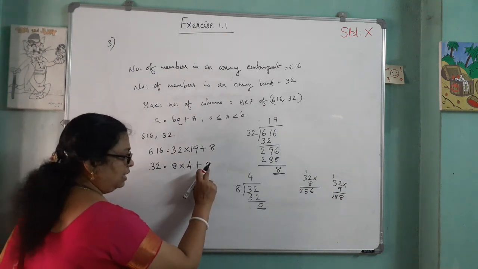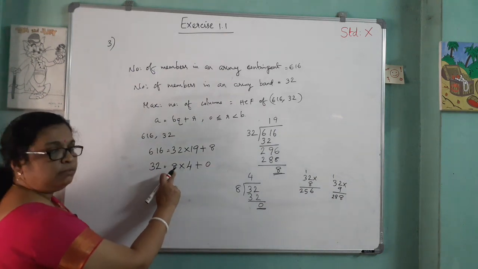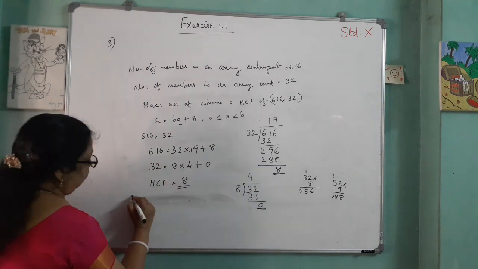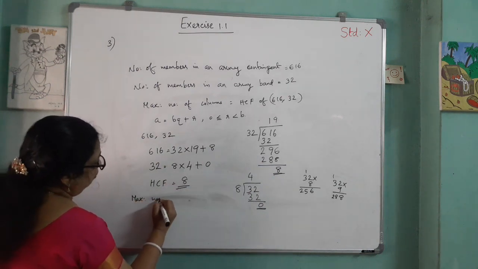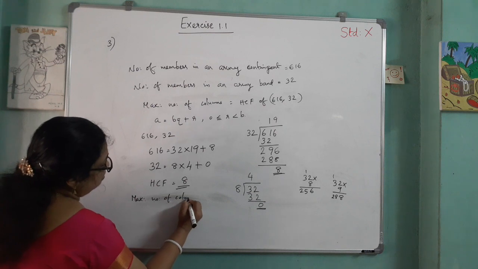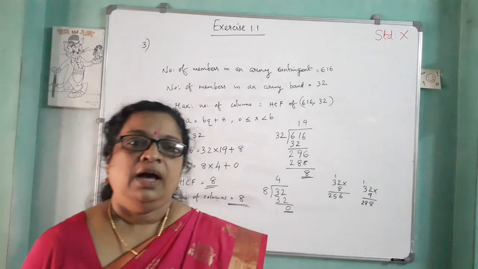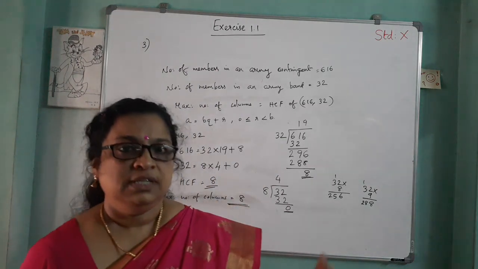Now we get the remainder 0. So this divisor will be the HCF. So HCF is equal to 8. Maximum number of columns equal to 8. Clear?